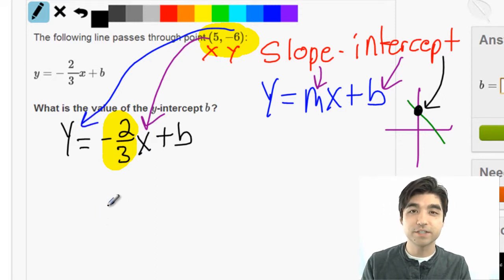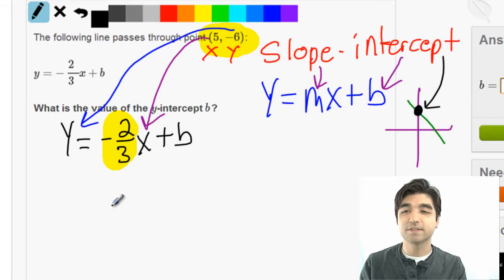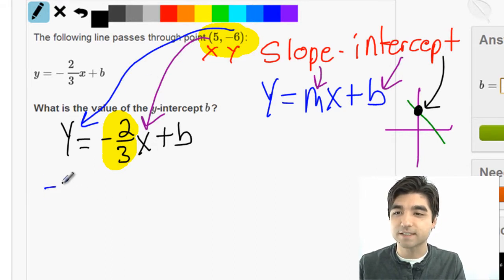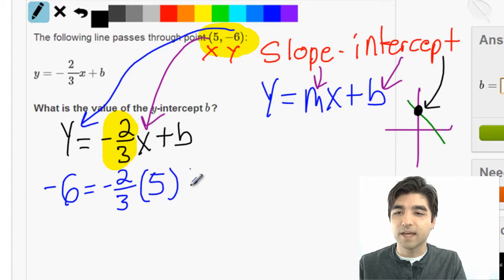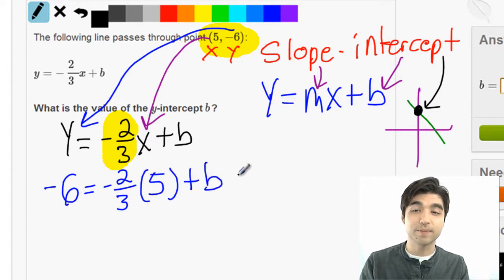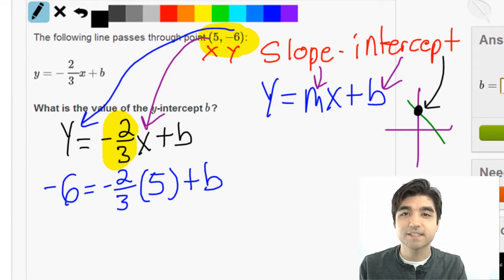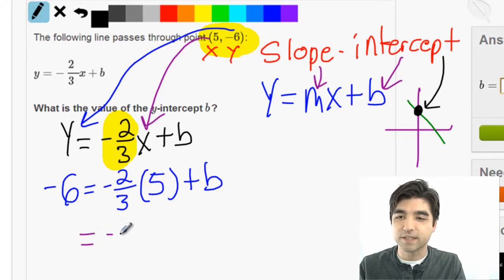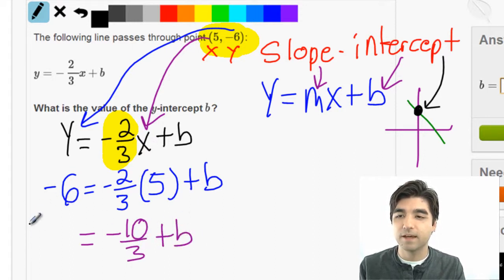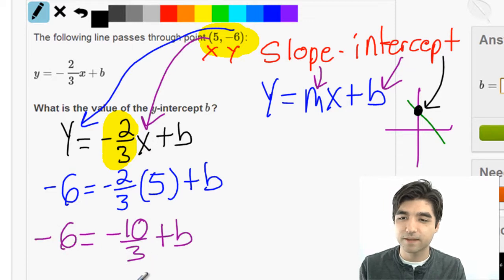So we're going to rewrite our equation, putting our point back into the equation. So we have negative 6 equals negative 2/3, and then our x is 5, and then we have our plus b, and we're trying to solve for b. The rest of this is just algebraic arithmetic. So we just need to take negative 2 times 5, which equals negative 10 over 3 plus b. And then we still have our negative 6 over here.